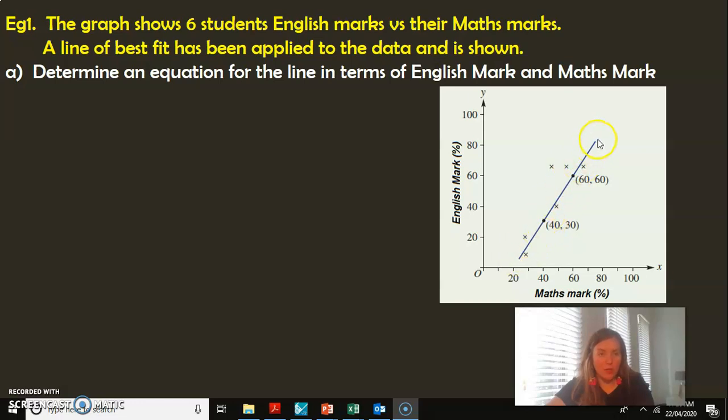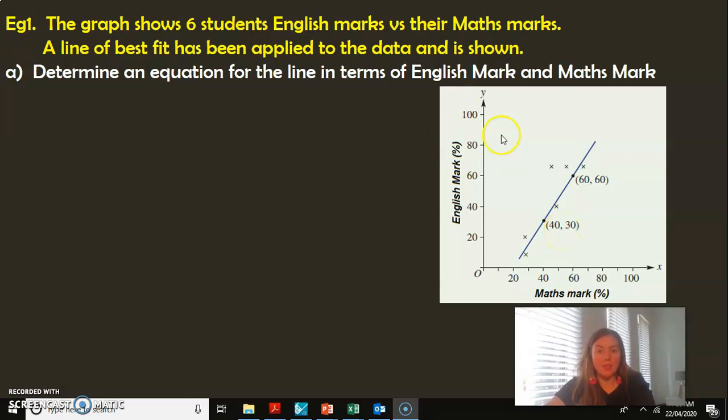Any set of coordinates on this line you can use. In this example, we've highlighted (60, 60) and (40, 30). We're going to use these two points and the techniques used previously to find the equation for this line. So we start off with step 1, labeling these points x1, y1 and x2, y2.